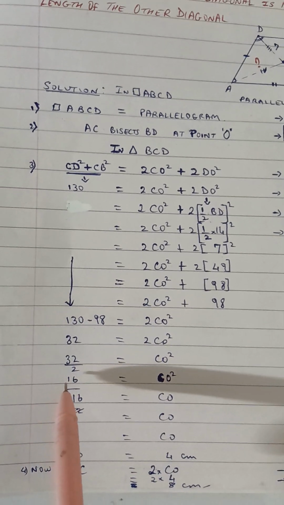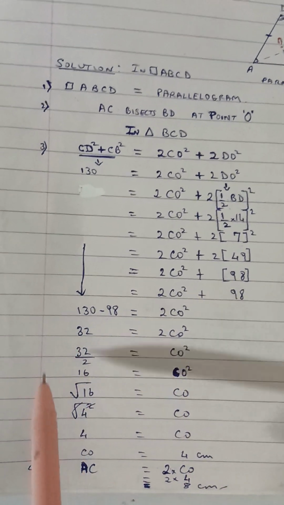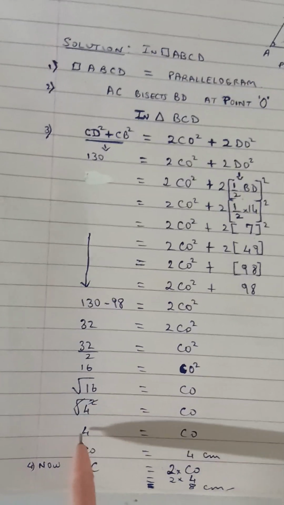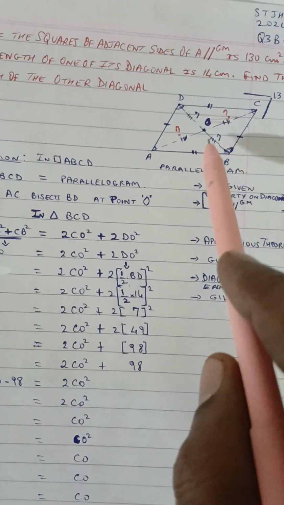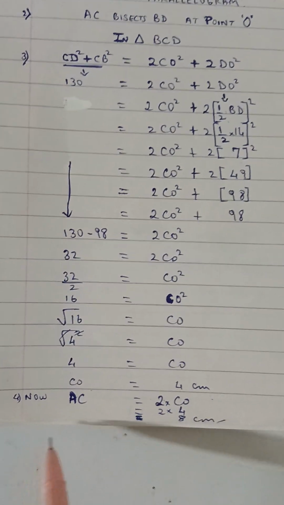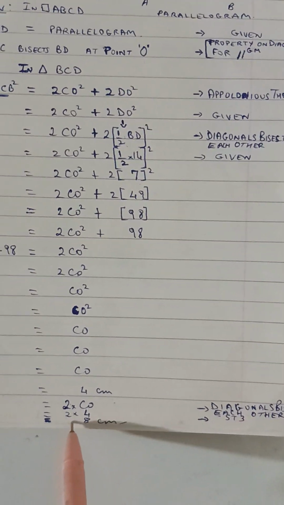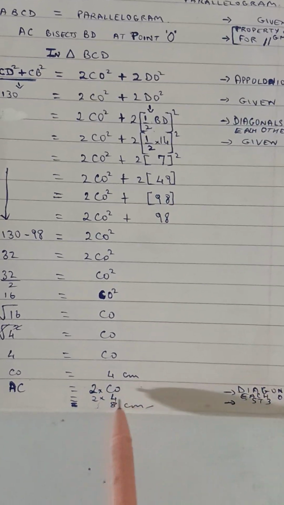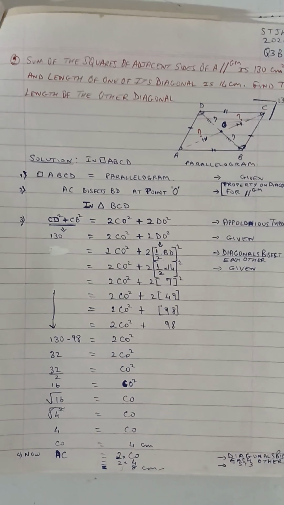Taking 2 to the denominator on the left hand side, 32 upon 2 will give me 16. Taking the square to the left hand side, it will become a square root. Root 16, that is 4. Square and square root get cut. CO is equal to 4 centimeter. I got CO as 4. Now AC will be double of it. AC is 2 times CO, because diagonals bisect each other. That is 2 times 4, that is 8. Statement 3 states that this is 4, so I put the reason over here. And the other diagonal is 8 centimeter.